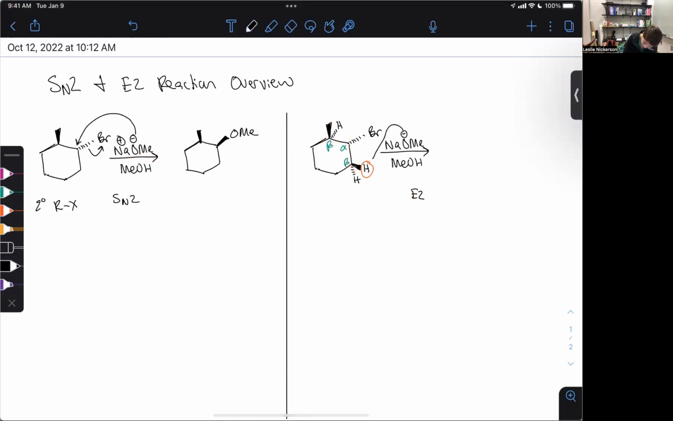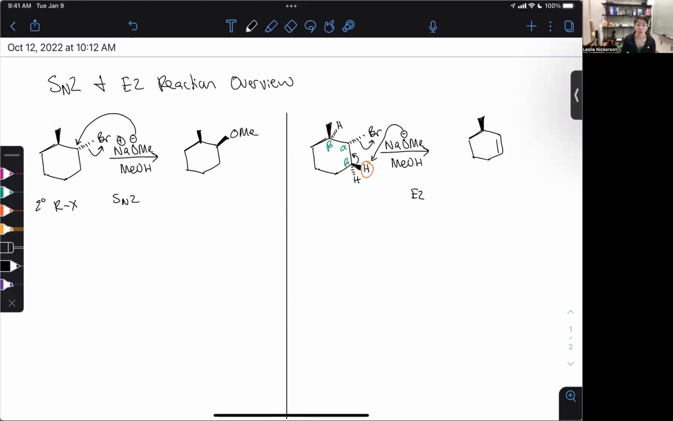So we're going to go grab that H. Electrons move over to form a pi bond. Bromine gets kicked off. And we end up with our product. And that's the only product that we're actually going to make for the E2 side.